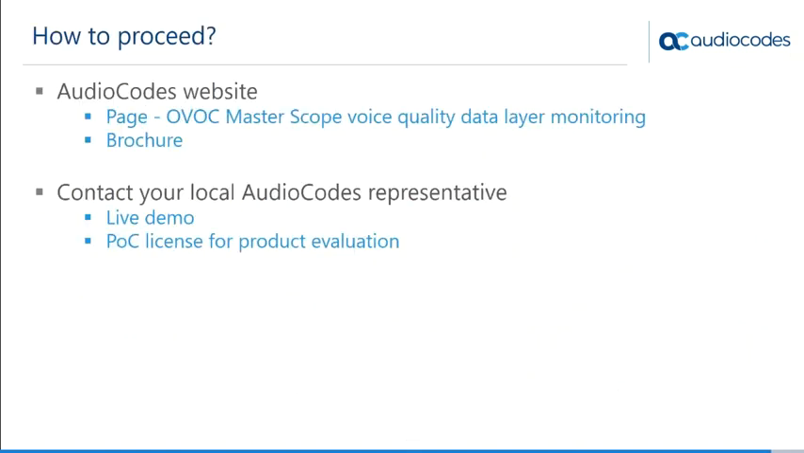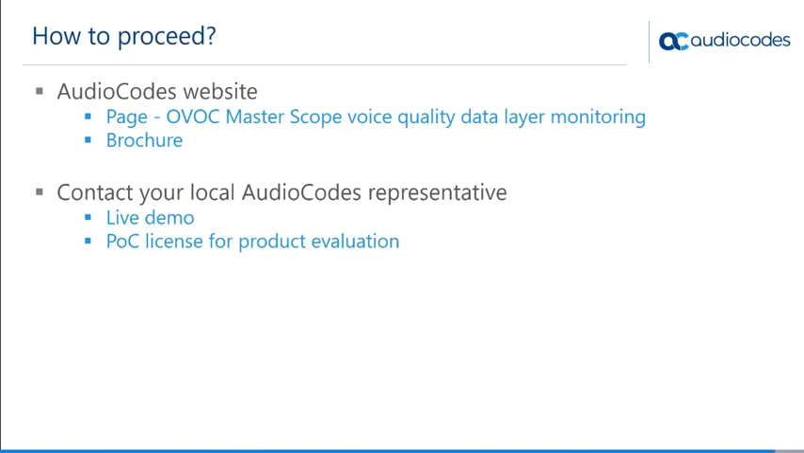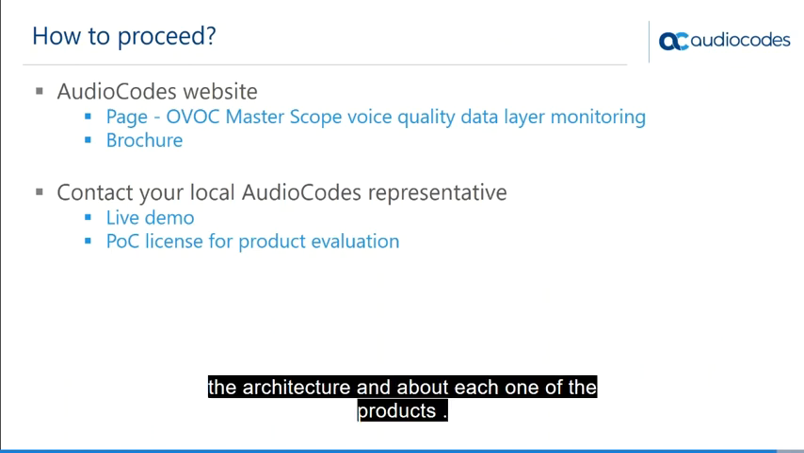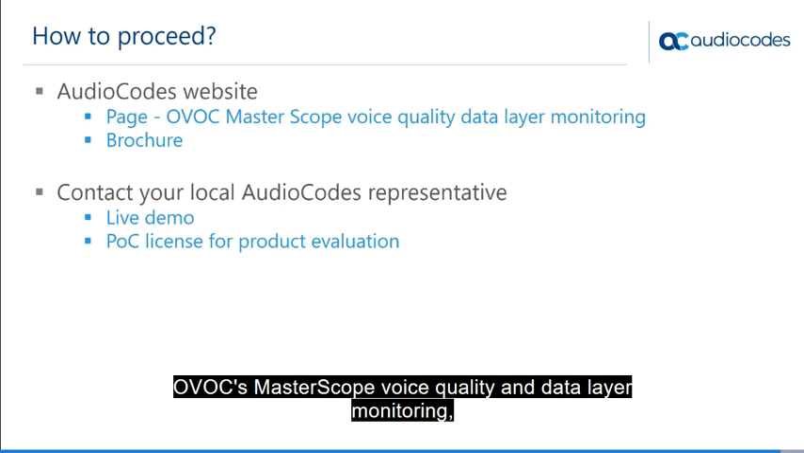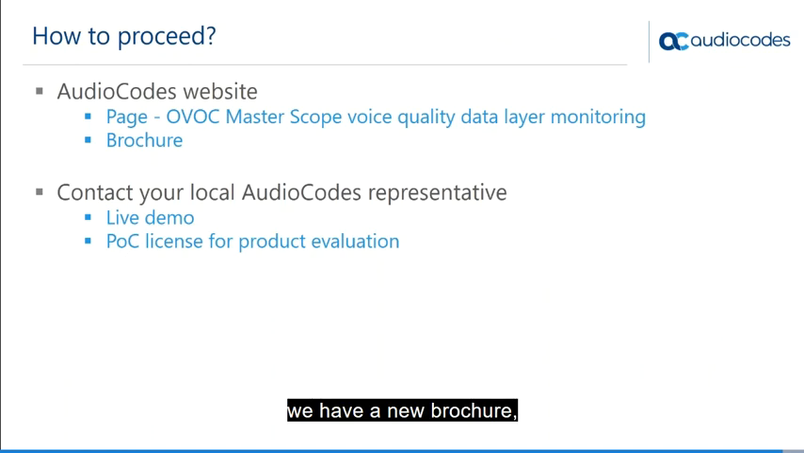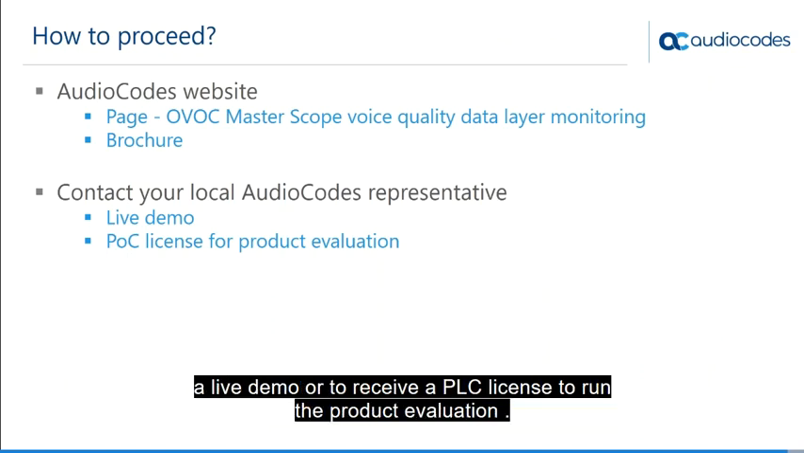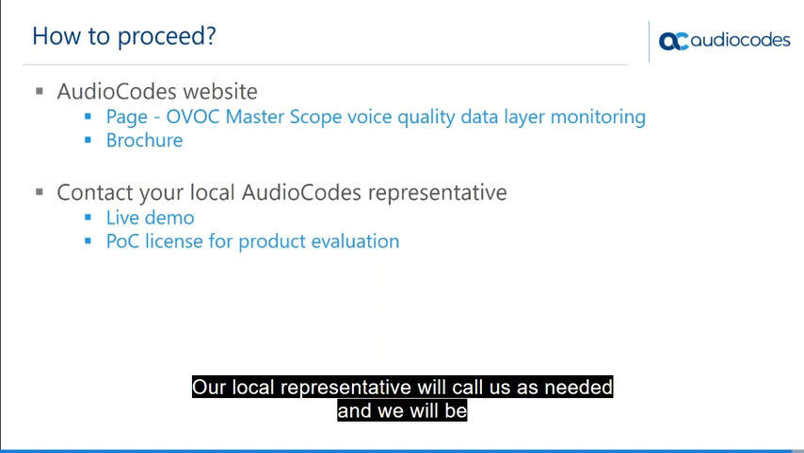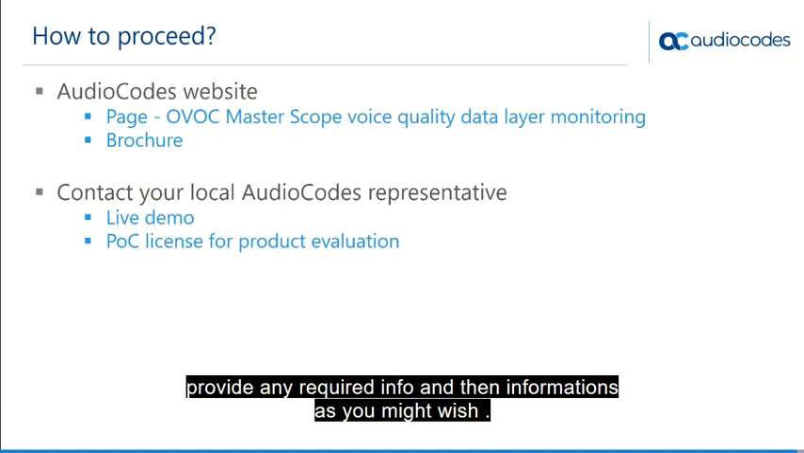So now, what can be done in order to deep dive into the solution and to learn more about the architecture and about each one of the products? We have a new page for OVOC MasterScope voice quality and data layer monitoring. We have a new brochure. And of course, you are more than welcome to contact your AudioCodes local representative for a live demo or to receive a POC license to run the product evaluation. Our local representative will pull us in as needed, and we will be glad to contact you and to provide any information that you might wish.